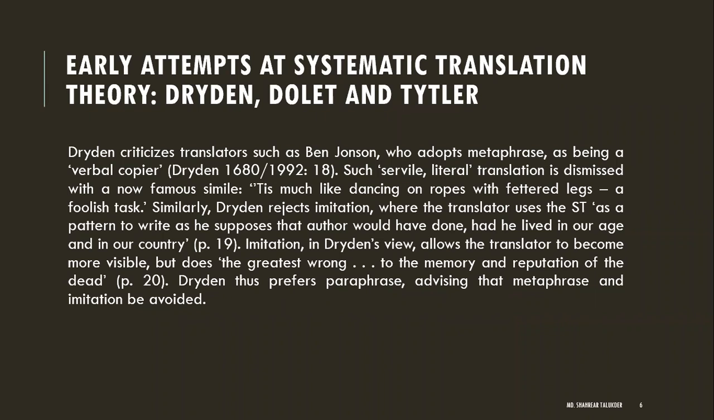Yes, sir. So you cannot be a slave to the original text. That means if you go for word for word, then there is a danger. You might lose some senses, you might lose some meaning, and also the intended meaning of the author, while translating. John Dryden doesn't support this literal or word for word translation. And he has given this simile, that it is much like dancing on ropes with fettered legs, a foolish task. Ropes are very dangerous and it needs a special kind of skill or expertise if you really want to dance on the rope, right?